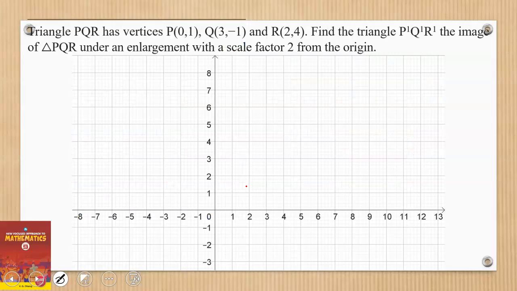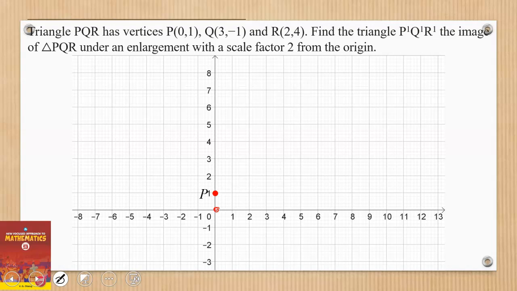Now when we have a question like this: triangle PQR has vertices P(0, 1), Q(3, -1), and R(2, 4). Find the triangle P prime, Q prime, and R prime, the image of PQR under an enlargement with a scale factor 2 from the origin. So here we are going to do the work from the origin O. Good. Now let's plot the points P, Q, and R. P is (0, 1), that means x is 0, y is 1. So we have our P here.